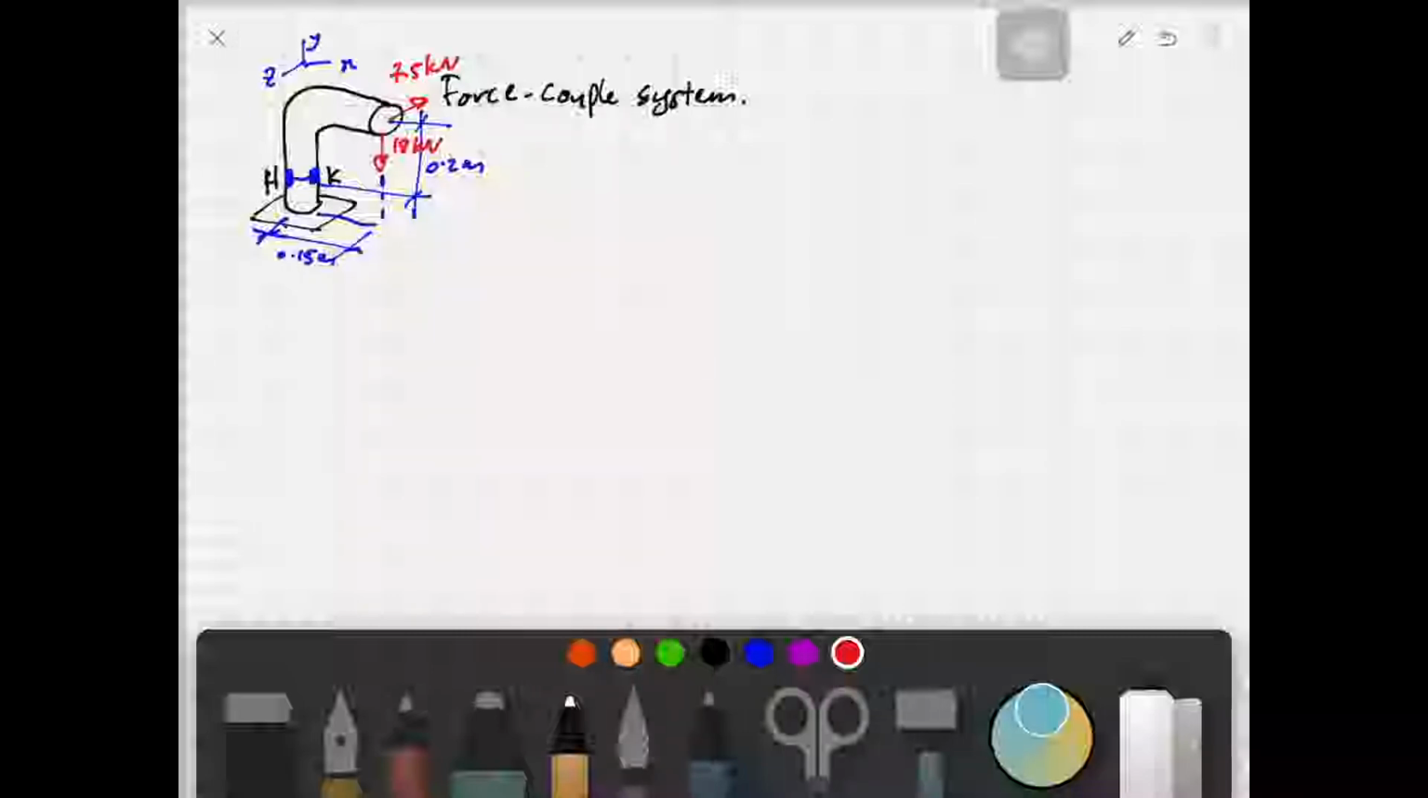I specifically would like to create this video for combined loadings revision. This is in fact the revision of 3D combined loadings.